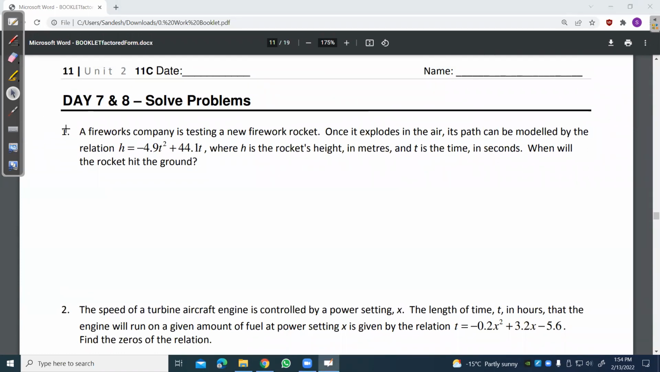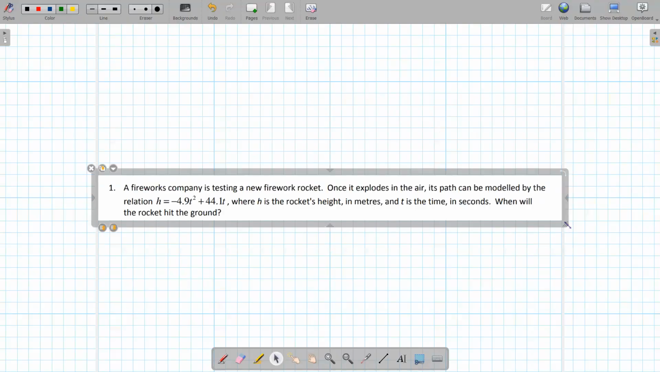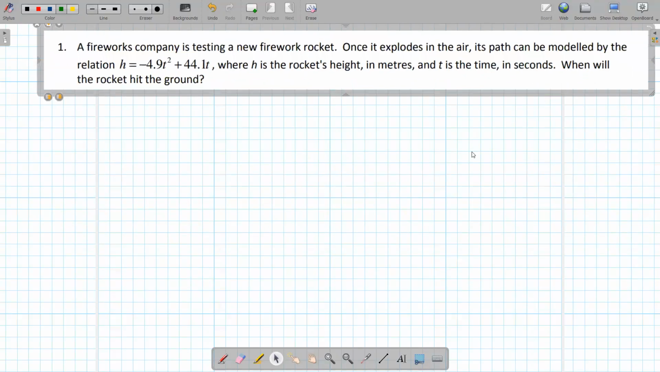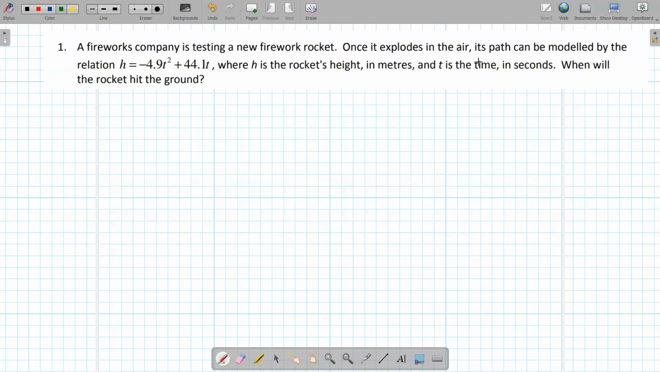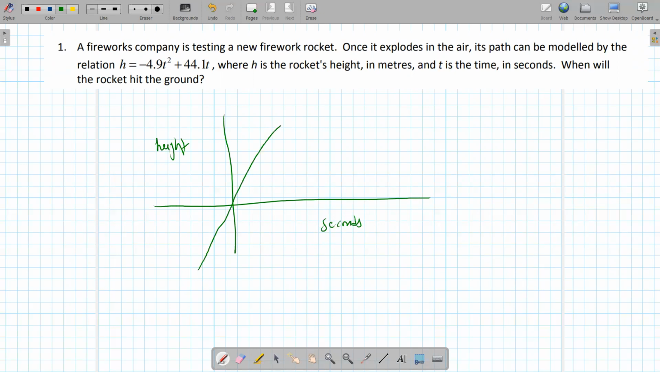Still a word problem. There's a fireworks, and this equation models it. On the y-axis we have height, on the x-axis we have time. Probably looks something like this. Now, how do I know it's upside down? Because the a value here is negative. What is the question asking us?